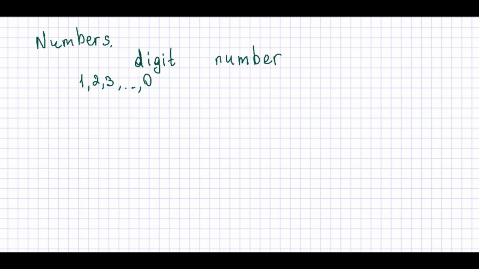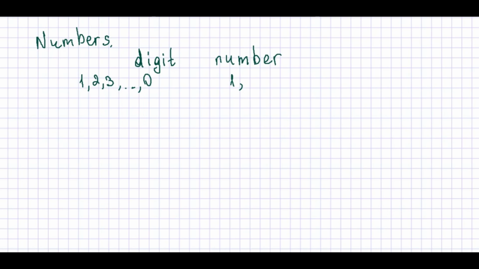Today we will start from the most popular topic of mathematics, numbers. Let's start. Numbers. When we start to talk about numbers, we see that we have two different words. One of them is digit, another one is number. What is the difference between digit and number? There are 10 digits. They start from 1, 2, 3, and they finish in 0. 10 digits. What about numbers?